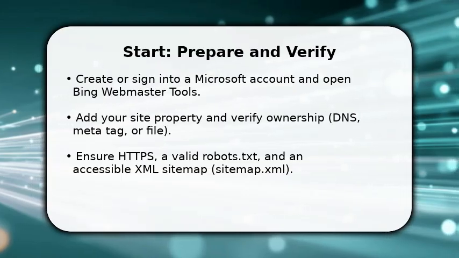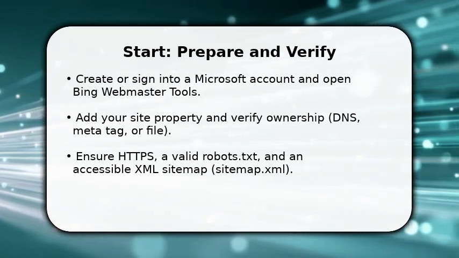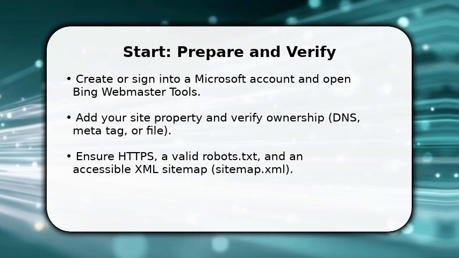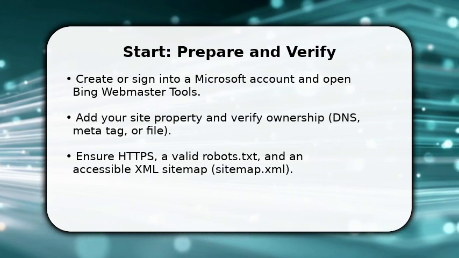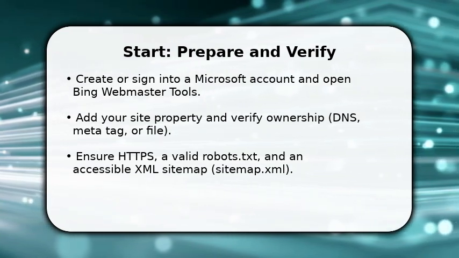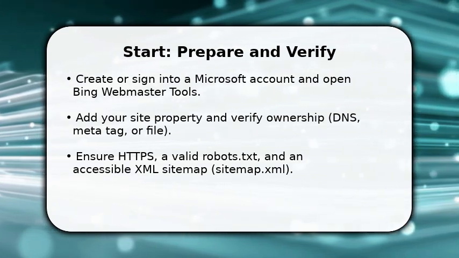You start by signing into a Microsoft account and opening Bing Webmaster Tools. This is required to control indexing. Once signed in, add your site as a property and verify ownership using DNS-TXT, an HTML meta tag, or an uploaded verification file. Pick the fastest method for you.